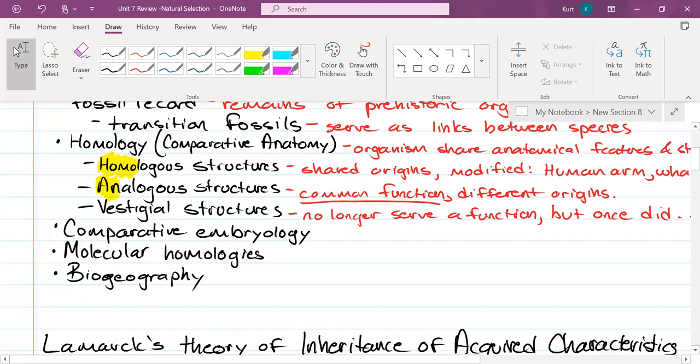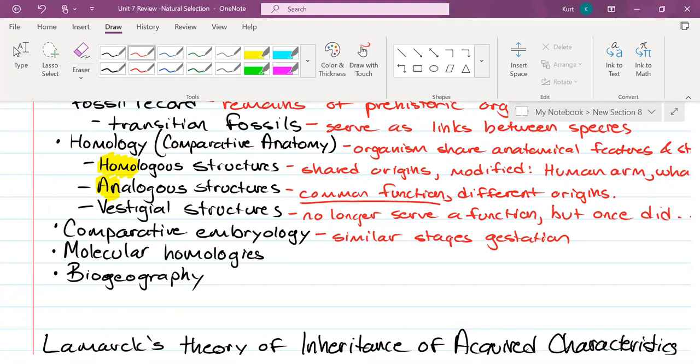Comparative embryology is similar stages of gestation. If I showed you a three-week-old embryo of a human and a three-week-old embryo of a dolphin, I would pay you to tell me the difference. Show me where the differences are. There's none. They look very, very similar because a dolphin and a human have a recent common ancestry. They're both mammals. And heck, if you look at an embryonic chicken or turtle or any other vertebrate for that matter, we look very similar.